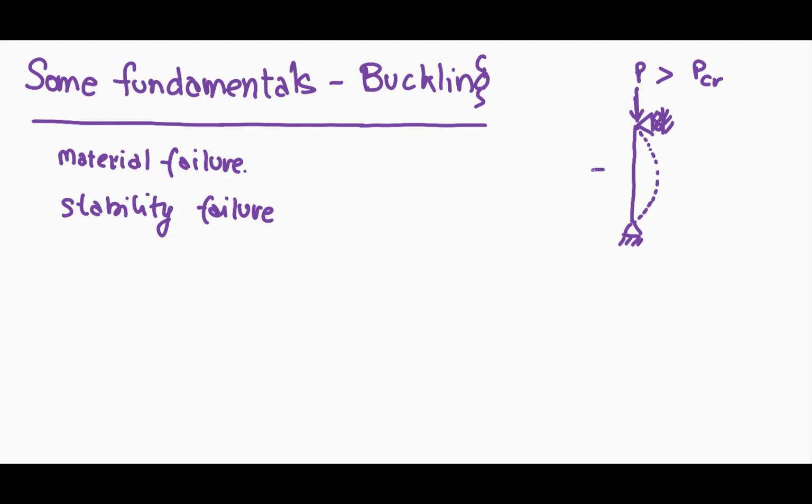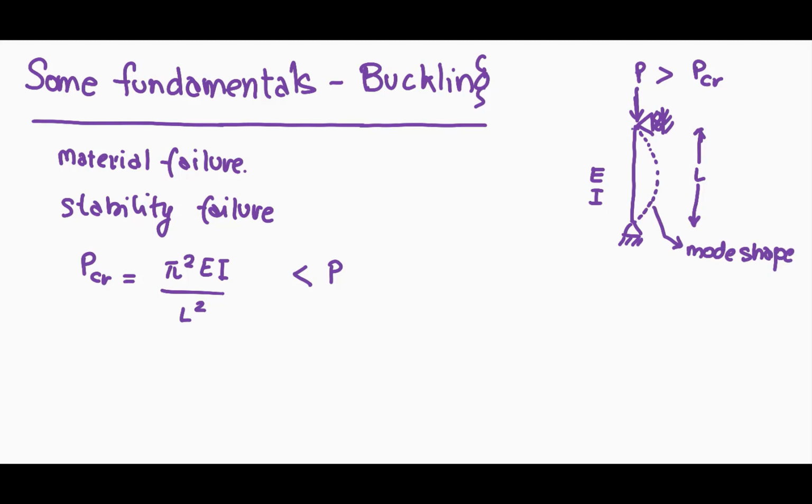Consider that this column is made up of a material which has a Young's modulus of E. The cross section has a moment of inertia I, and the length of the column is given by L. Then the critical buckling load PCR for this column is given by pi square EI by L square. It is to be noted that when P exceeds this PCR at the slightest disturbance, the column would buckle to this shape, which is called the mode shape, which could be either this way or this way.